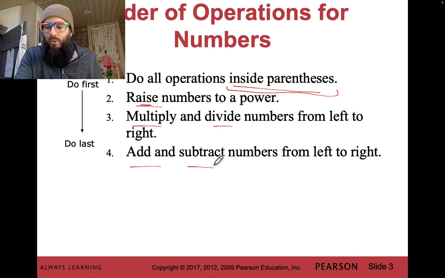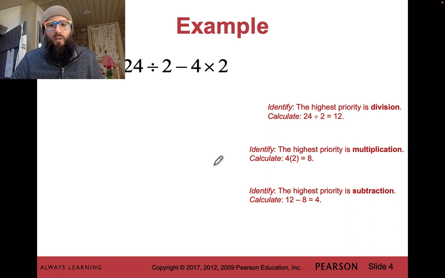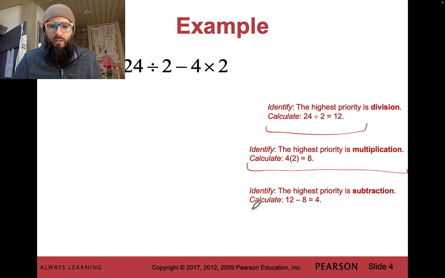Now, that doesn't probably make a whole lot of sense unless you've seen it in action. So here we've got some of the basic steps prioritized for you. So I'm going to put parentheses, exponents, multiplication, division, addition, subtraction up here. I'm looking, I don't have any parentheses, so I don't need to worry about that. I don't have any exponents, so I don't need to worry about that. But I do have multiplication and division.